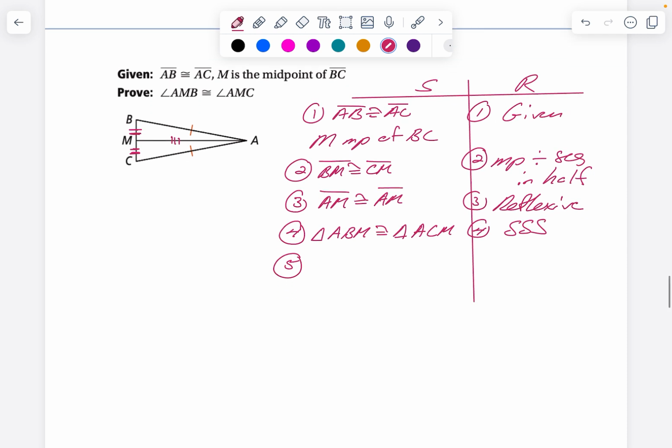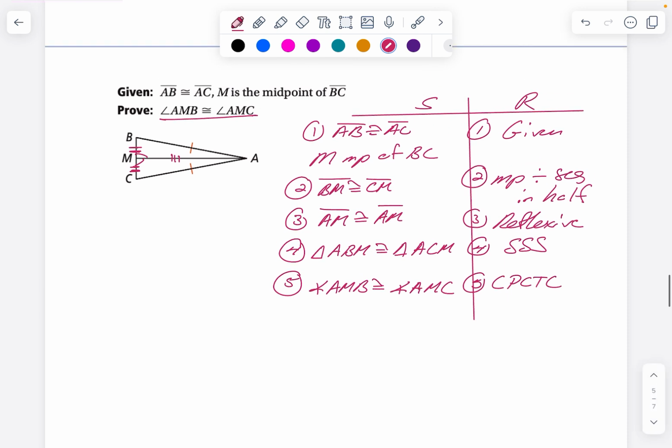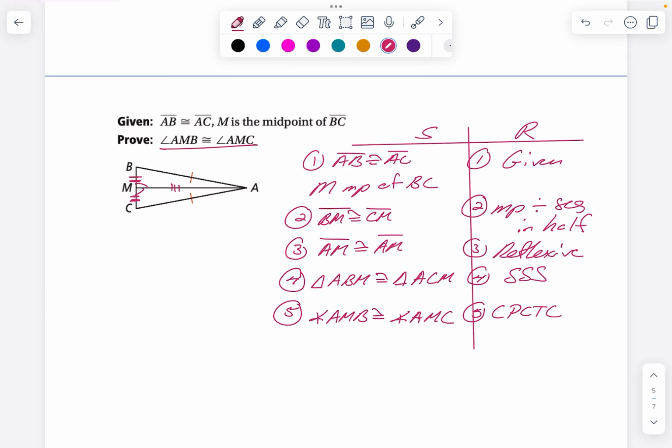And then finally, we can say what we want to say. That is that angle AMB congruent to angle AMC. Another of these right here. And that is by CPCTC. Corresponding parts of congruent triangles are congruent. So you can do it. We're just doing it one more step.